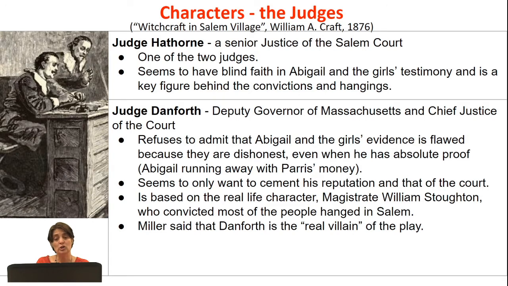He refuses to admit that Abigail and the girls' evidence is flawed, no matter what evidence is put in front of him. He carries on refusing to admit that they are dishonest and the evidence is flawed, even when he has absolute proof, because Abigail stole all of Paris's money and she ran away with Mercy Lewis. And from this, we can conclude that he probably only wants to cement his reputation and that of the court.